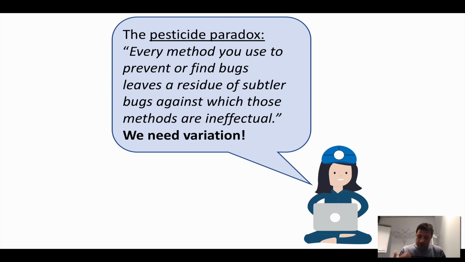Another tricky thing is that if you're always using the same methods to find bugs, to write tests, for example, you're only doing structural based testing, you're going to end up with what we call the pesticide paradox, because at some point those methods won't be efficient anymore. This is like a pesticide, right? If you're always using the same pesticide, at some point it's going to stop working. We need variation in testing. That's the conclusion. So we need to always try different approaches to find bugs.